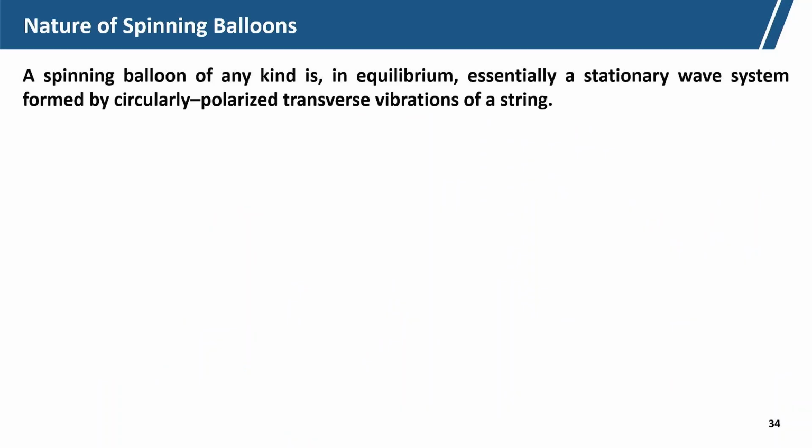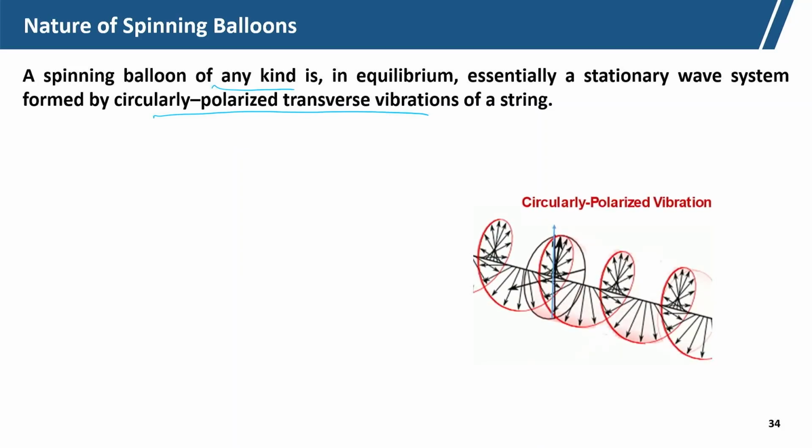The spinning balloon of any kind in equilibrium is essentially a stationary wave system formed by circularly polarized transmission. So, transverse vibration is there. So, this is the circularly polarized vibration.